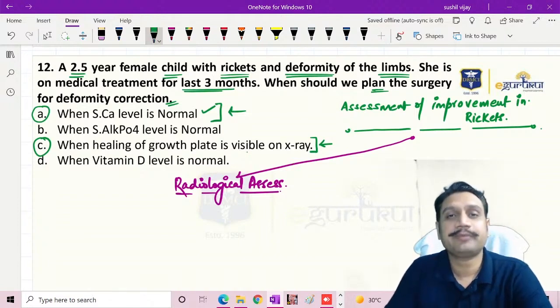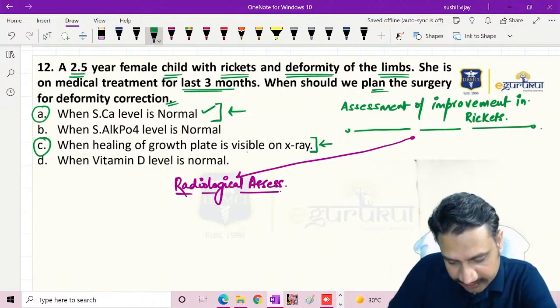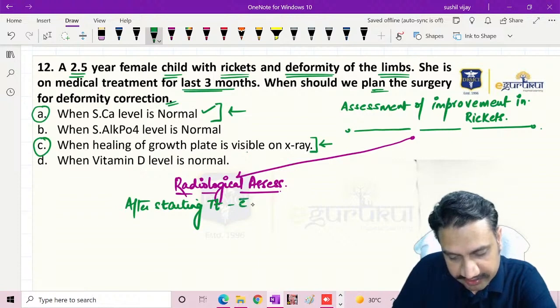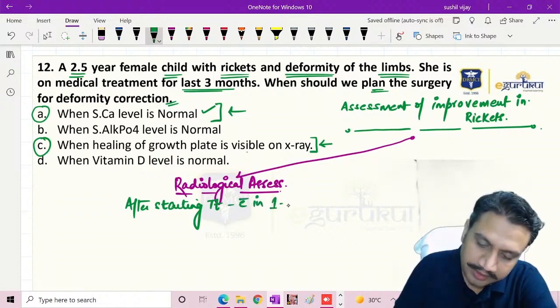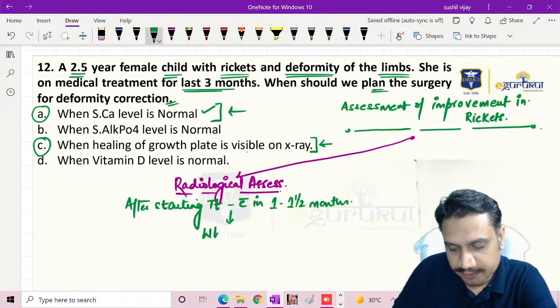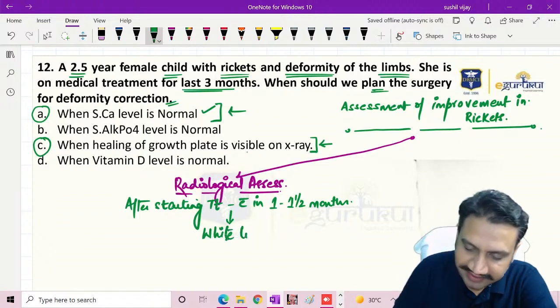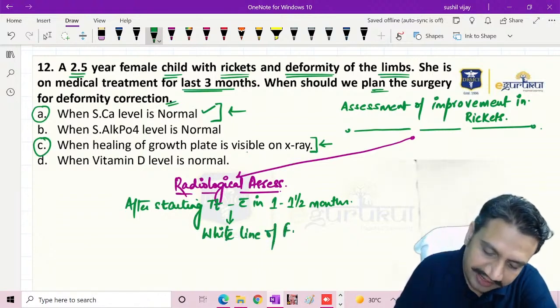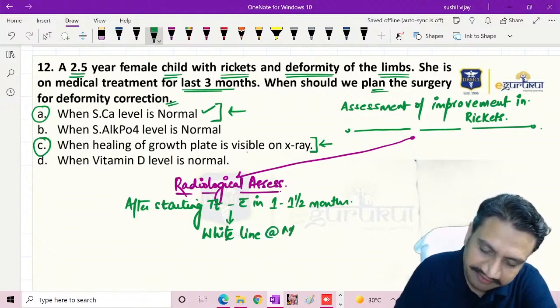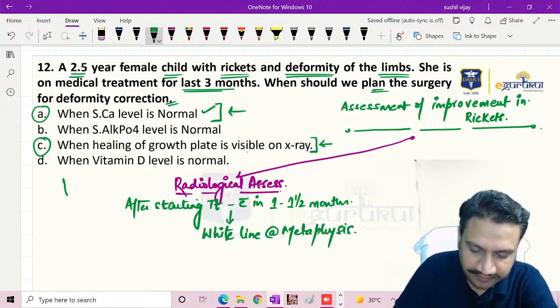In the radiological assessment, after starting treatment, within 1 to 1.5 months, we can see something special, and that is known as the white line of Frankel. The white line, not Frankel, the white line at the metaphysis. Right? So once we start giving the treatment, what will happen to the X-ray?